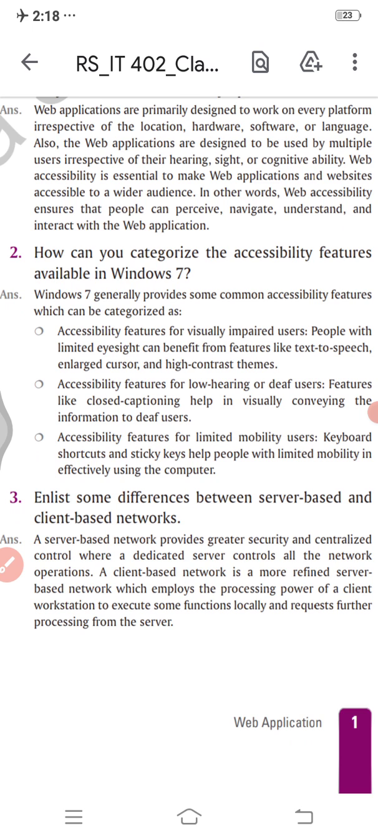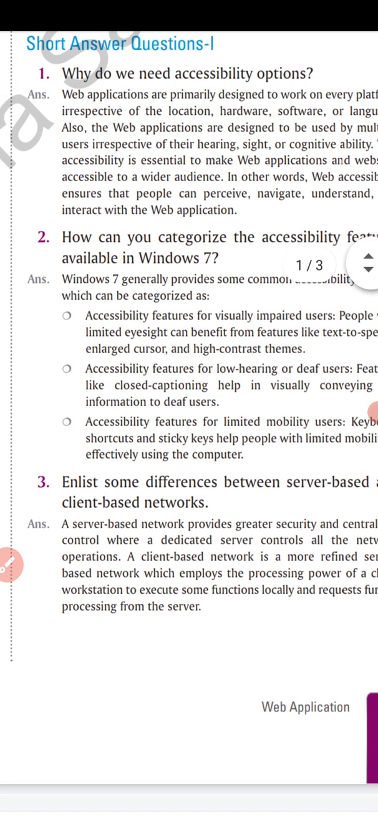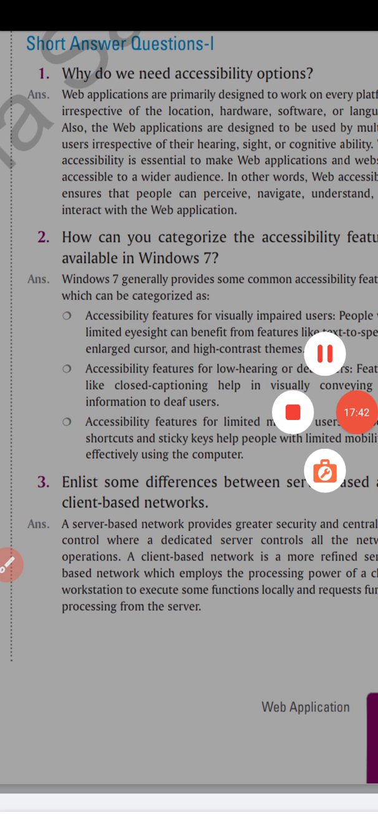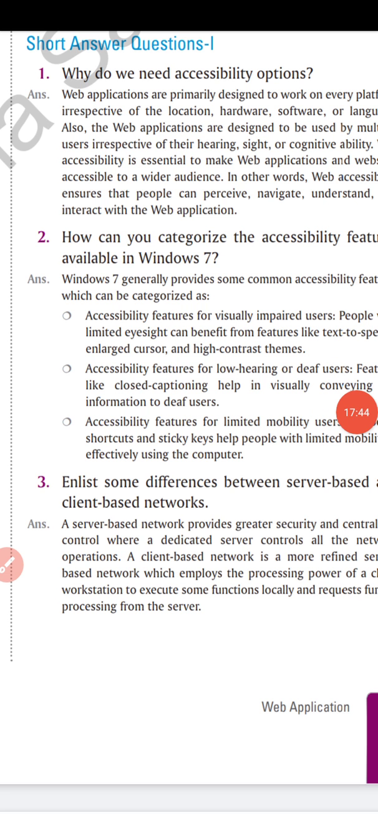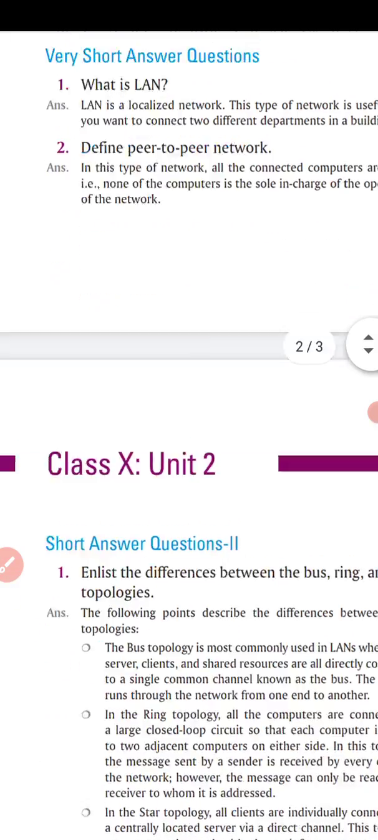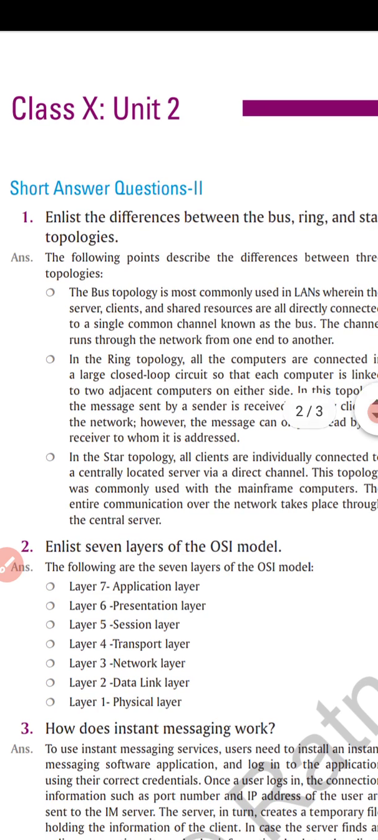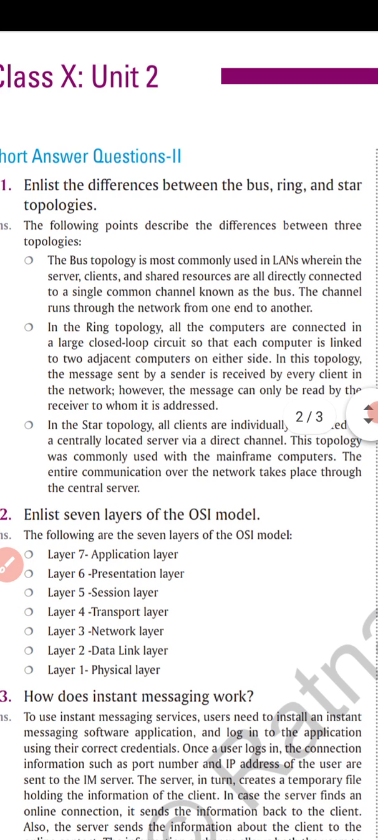So you should know, and I think you have understood all the answers very carefully. So dear students, we have now learned all the important things, all the important questions here. Next we will come to short answer questions and long answer questions. Here you can see the short answer question: list the differences between the bus, ring and star topology.